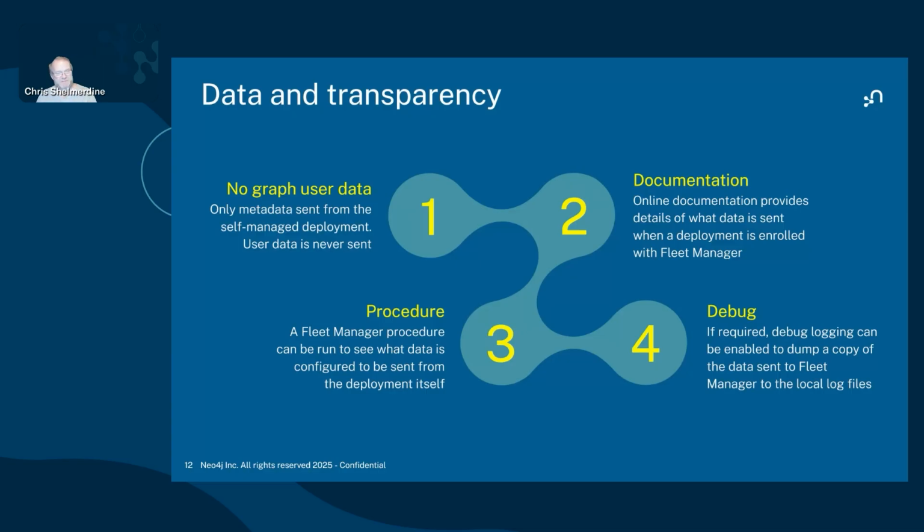And if you really want to be belt and braces on this, you can even put Fleet Manager into debug mode. And that means every time the data is collected and sent back to Fleet Manager, a copy of that same data is written down into the Neo4j log files, and you can view at your own discretion what data we are getting back. In terms of data and transparency, we want to be completely open about this so that it's easy to discuss. And we're very, very clear about what data we are collecting, and the use for that data is purely from a metadata angle.